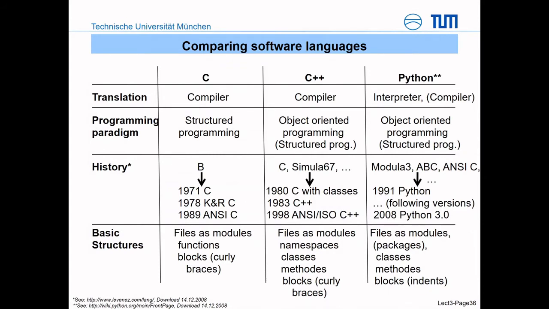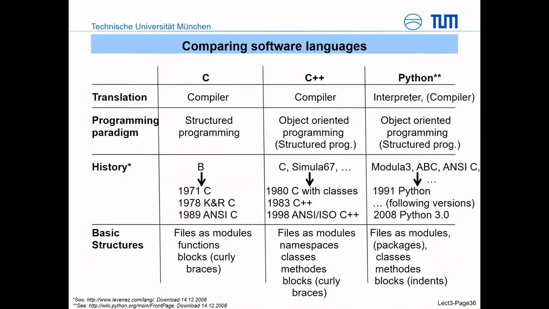If we look at the compilation or translation between the language and the assembly code, we have two styles. C and C++ use a classic compiler, so that you get an executable at the end. Python can also be used as an interpreter, so that you can enter commands directly, and each command is run when you enter it. So you have these different styles, and also in the programming paradigm you have differences.